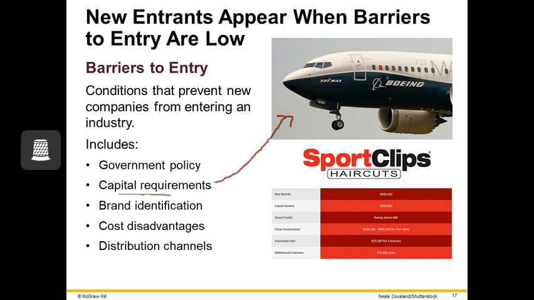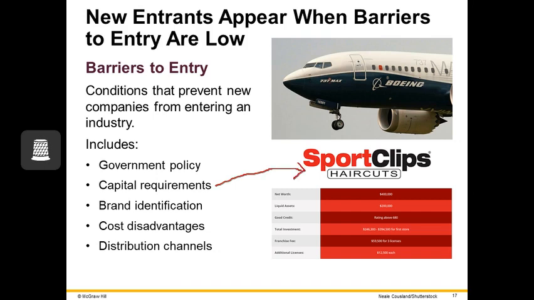They're the two major manufacturers of 747 large commercial planes. It's very hard to get into that industry because you need a lot of capital. Even if we look at some smaller companies, take a look at Sports Clips, that's a franchise, right?